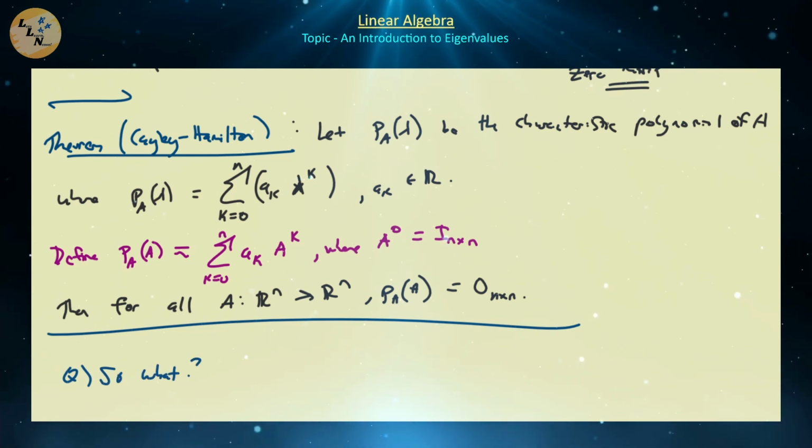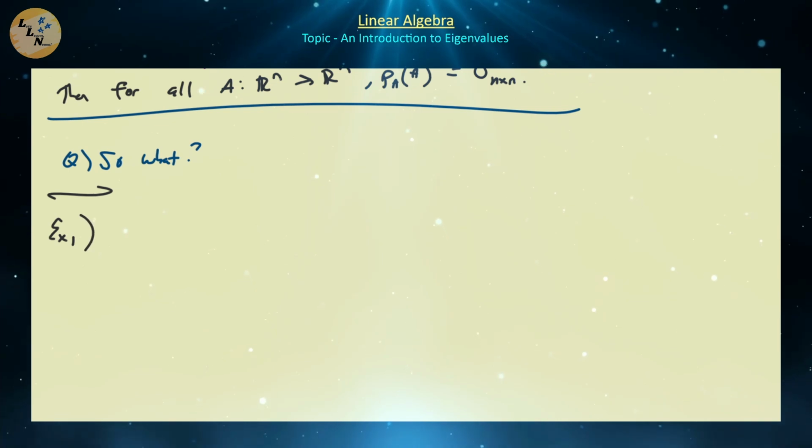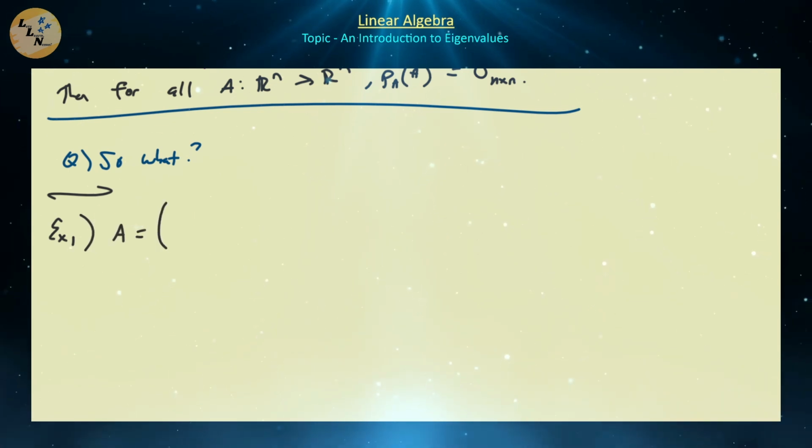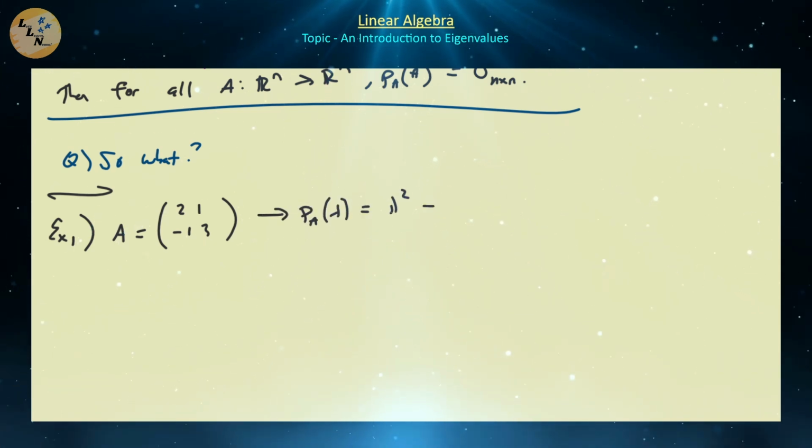So here's a very important question. So what? Yeah, it might be a little bit interesting, but what's the actual point to this theorem, and what can you sort of achieve from this? So let's look at a couple things. So example 1, let's consider the matrix A, which is equal to [2, 1; minus 1, 3], for which we've already decided that the characteristic polynomial is going to be lambda squared minus 5 lambda plus 7.